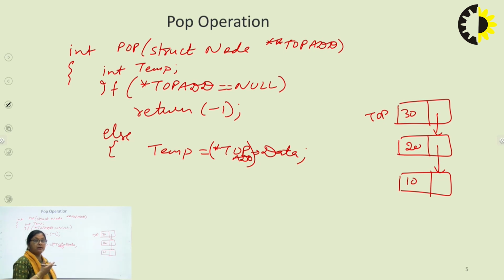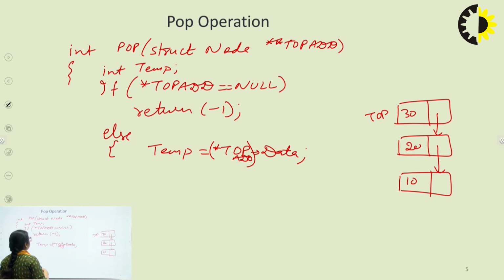Why we are taking it in temp? Because we have to return the popped value. So it will be temp is equal to star top address data. Now what we will do? We have taken this data. It is to be deleted. It means it has to be stored somewhere, right?